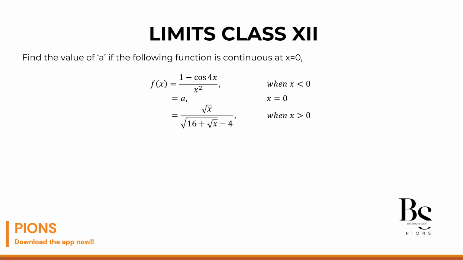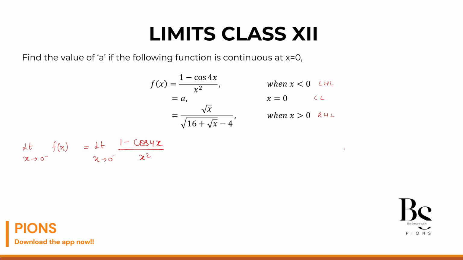The next question says, find the value of a if the following function is continuous at x equal to 0. We have to find the value of a for which the given function is continuous at x equal to 0, which means LHL must be equal to the central limit and RHL must be equal to the central limit. Let's start with LHL. So limit x tending to 0 negative f of x. This will give us limit x tending to 0 negative. What is our f of x? Sir, 1 minus cos 4x whole divided by x square.